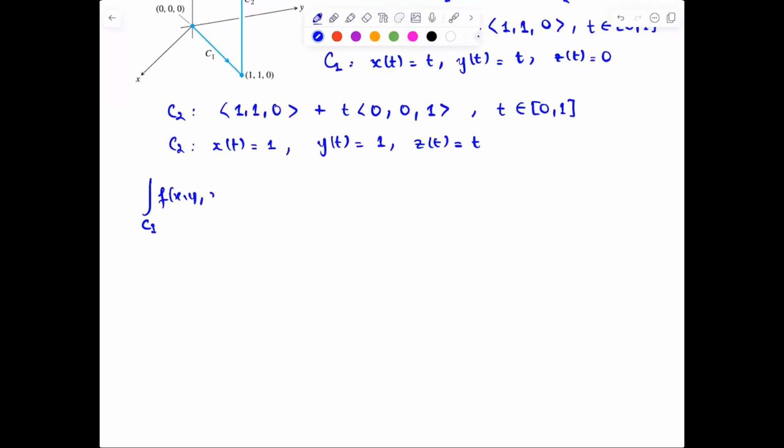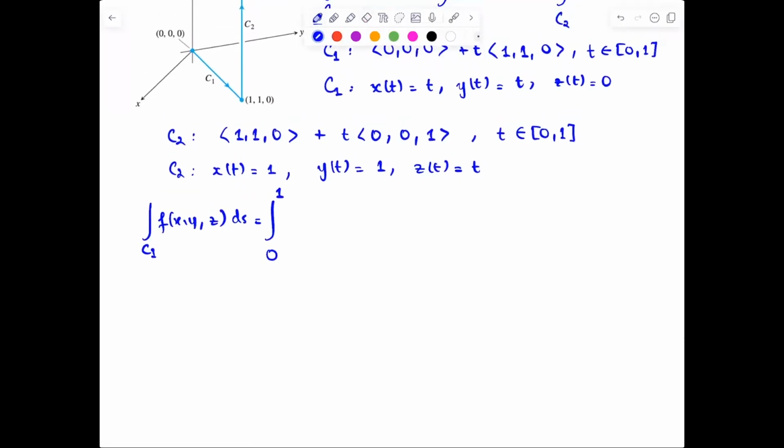So the integral of f of x, y, z ds is equal to the definite integral from 0 to 1. The function we got is x minus 3y squared plus z. So x is t, minus 3y squared is 3t squared, plus z, which is 0, so we can ignore that. Multiply with the square root of 1 squared plus 1 squared plus 0 squared dt. So you should get root 2 times the integral from 0 to 1 of t minus 3t squared dt.